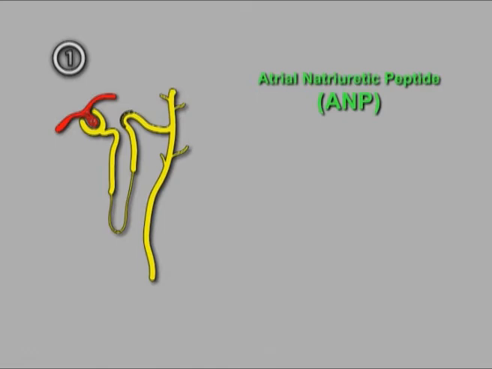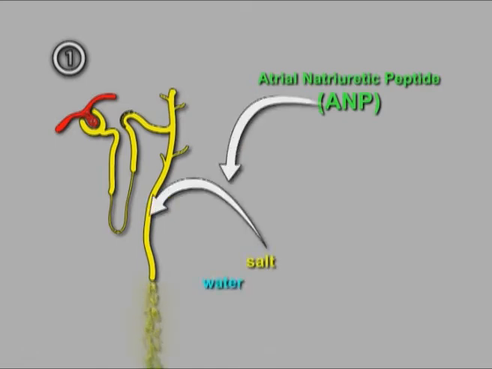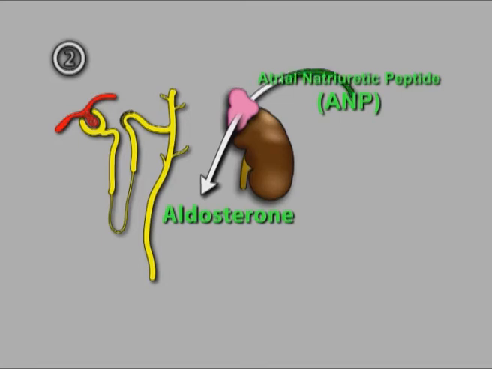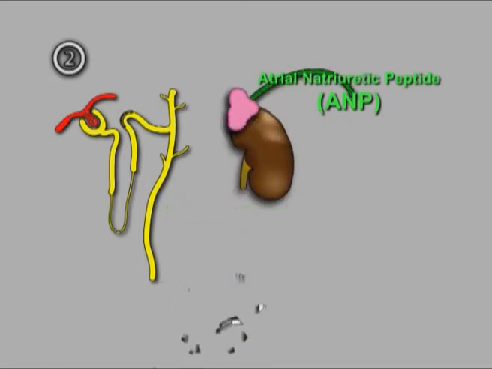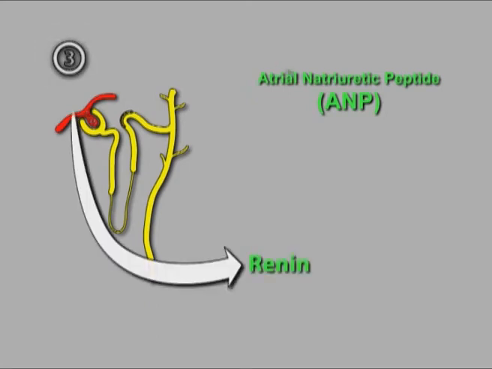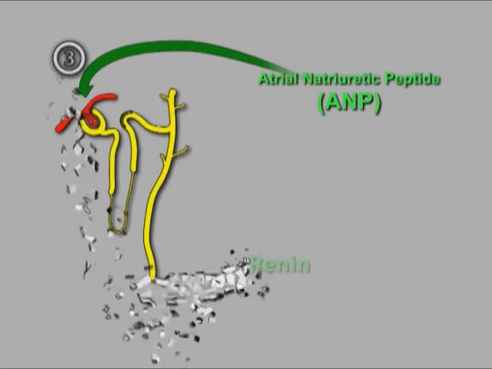First, ANP facilitates the loss of salt and water from the collecting ducts. In doing so, sodium is actively secreted into the collecting ducts in exchange for potassium. Therefore, plasma concentrations of potassium will rise. The second action is to inhibit the production of aldosterone from the adrenal cortex. And third, ANP will inhibit the production of renin from the juxtaglomerular cells.